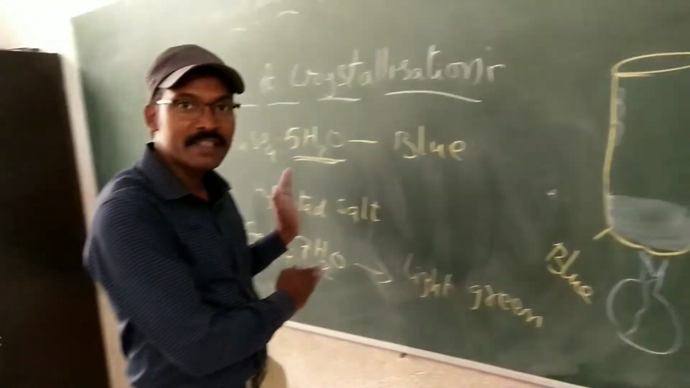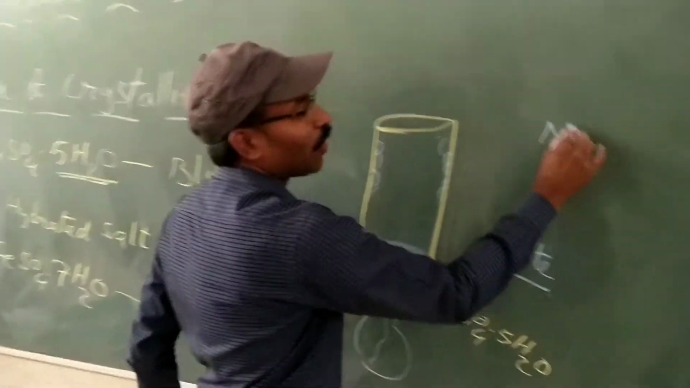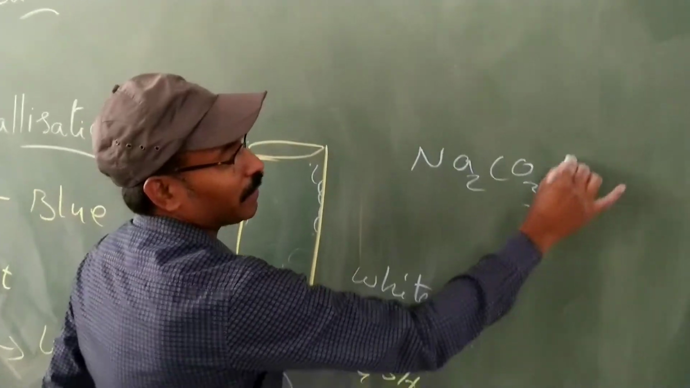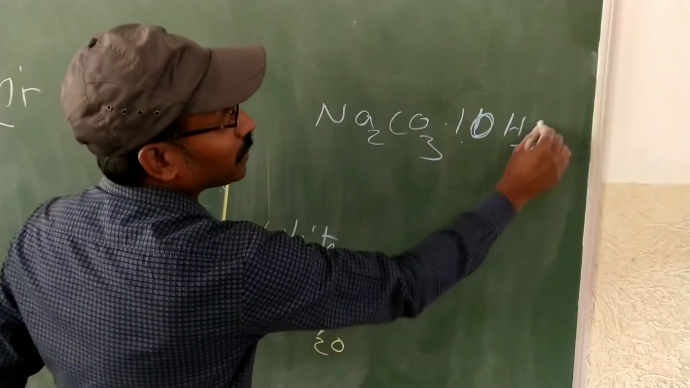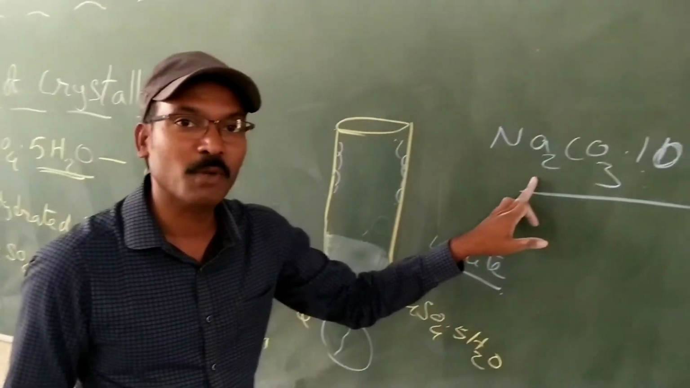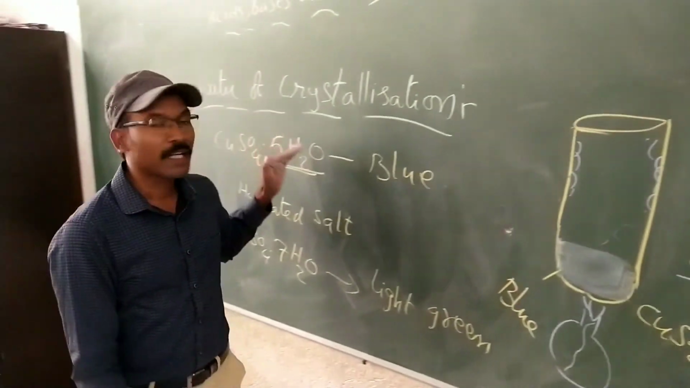Like that, in the previous examples, washing soda, if you observe, Na2CO3 is not called washing soda, I said. Na2CO3 is not the washing soda. The washing soda is nothing but Na2CO3·10H2O, with 10 water molecules contained with it. Okay, this is decahydrated sodium carbonate, which is nothing but washing soda. So this is about water of crystallization.